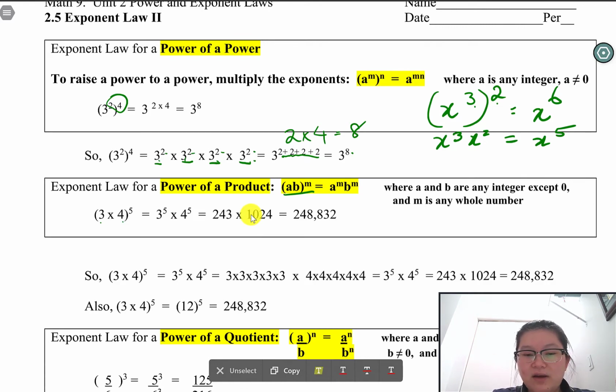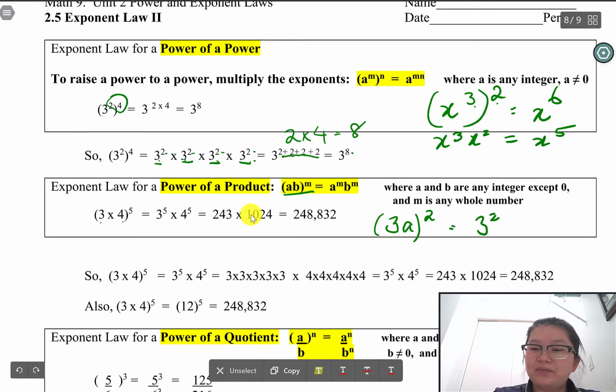Now, here are some other examples. For example, let's say you have 3a raised to the power 2. Now, 3 is technically multiplying a. Remember I said everything that's multiplying and dividing each other must be raised to that same power, so the exponent has to be applied to each one of them. So here I get 3 to the power 2, distribute to the a, and I get a to the power 2. So this is going to give me a total of 9a squared.